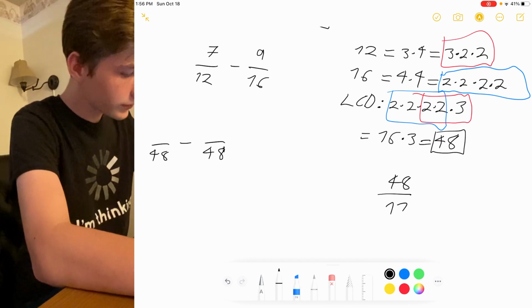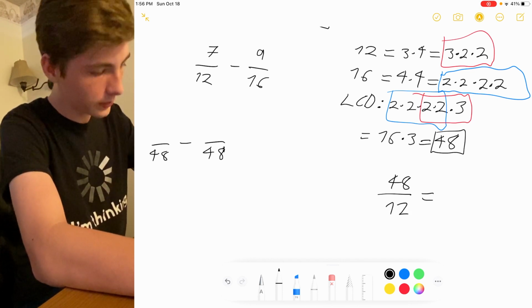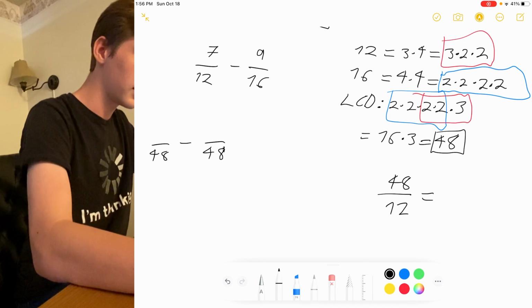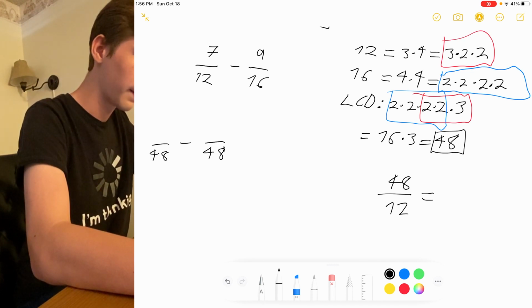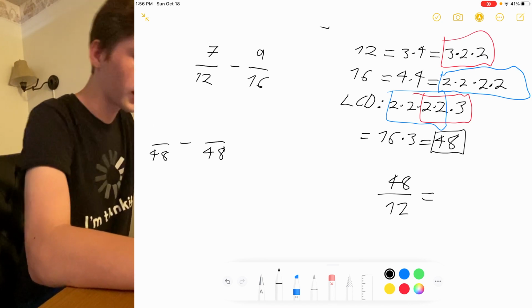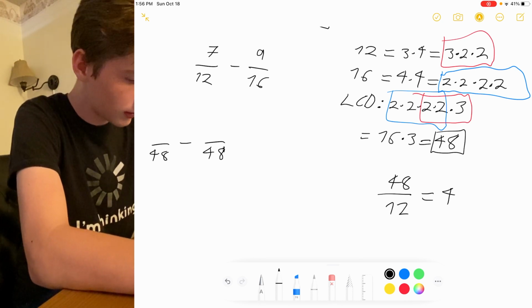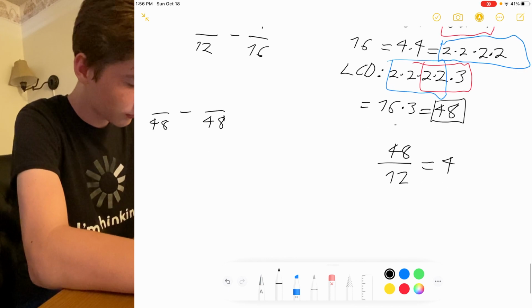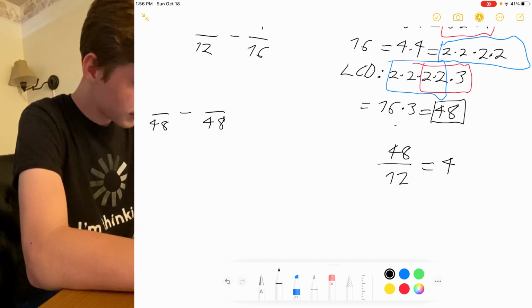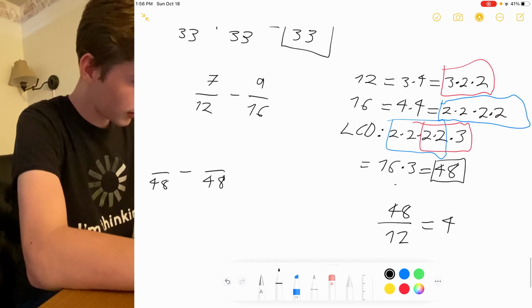We're going to divide by our first number, 12, and that's going to tell us what we need to multiply by to get from 12 to 48. That's going to be equal to 4, because 48 over 12 is 4. Okay, so 4 is going to be multiplied here.